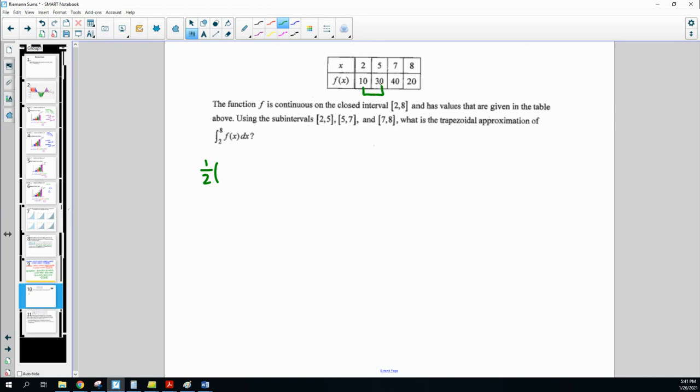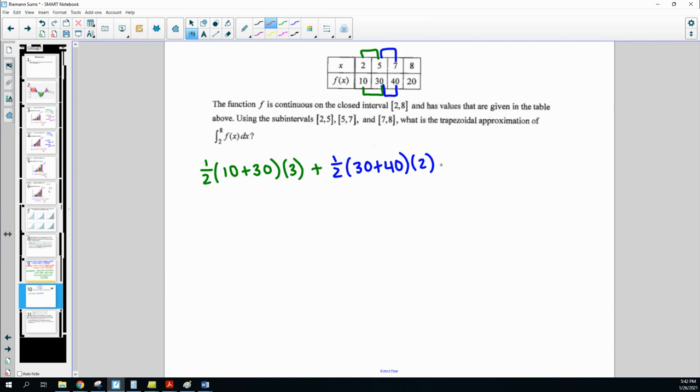So I'm using this as my first interval between 2 and 5. So my bases are going to be 10 and 30. So base 1 plus base 2 times the height. So the height is going to be the difference in the x's. So that's going to be 3. Then I'm going to add that to the next grouping. So the next grouping, I'm going to start at 30 and go to 40 because it's from 5 to 7. So it's going to be 1/2. Your base 1 is going to be 30. Your base 2 is going to be 40. And then the difference between 5 and 7 is going to be your height. So that's going to be 2.